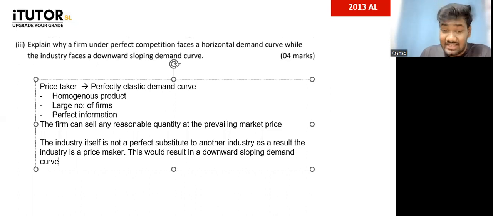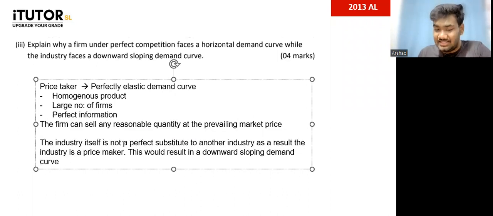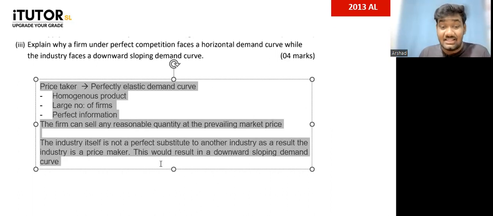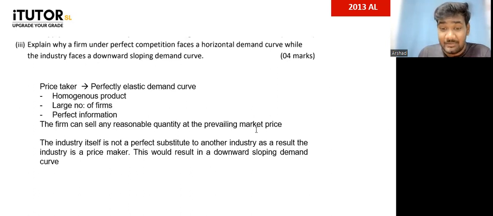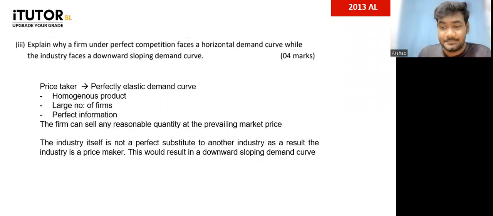Other points why industry is a price maker. Because the industry is not a perfect substitute for another industry, because of that reason, the industry becomes a price maker. Is that okay? Fine, giving a basic explanation right now. Then we'll go to the next.